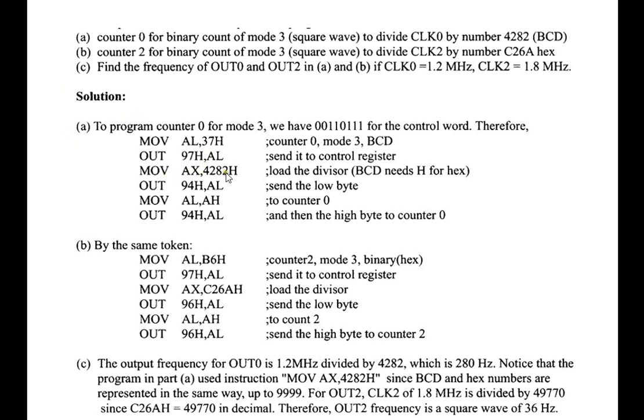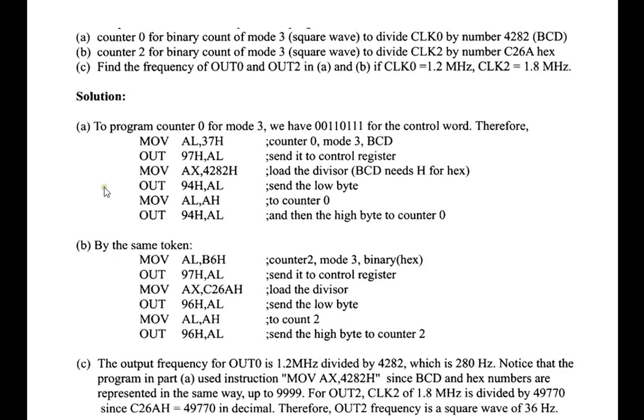Now MOV AX, 4282H is to load the divisor. Then OUT 94H, AL is to send the low byte. Then for AH, OUT 94H, AL sends the high byte to counter 0. Those configurations and code are very important from the point of view of your exam questions.